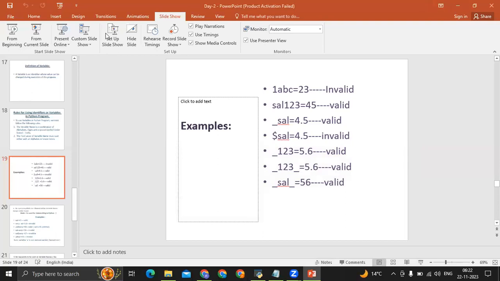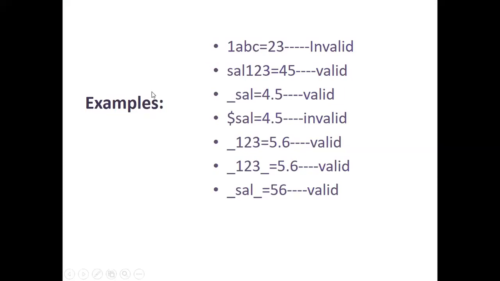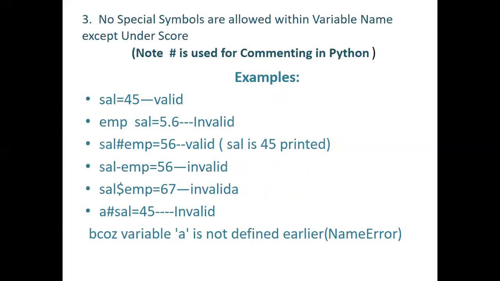Now let's go ahead. If we go ahead and see all those examples I have shown here, no special symbols are allowed, but in case we write hash, hash is only used for commenting purpose. Like if I write sal is equal to 45, this is acceptable. Employee underscore employee space sal. Now space is also a special character, but it will be acceptable.